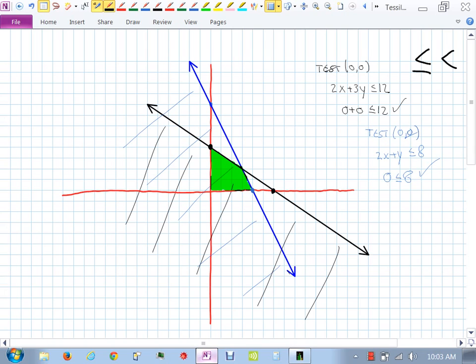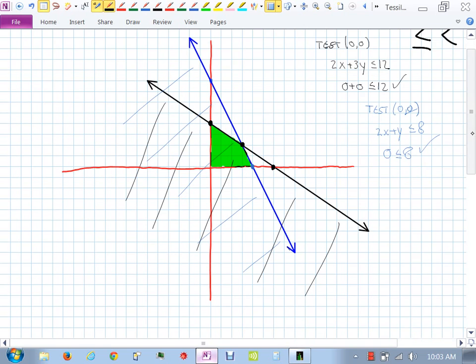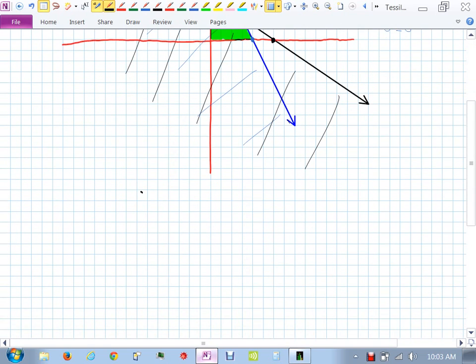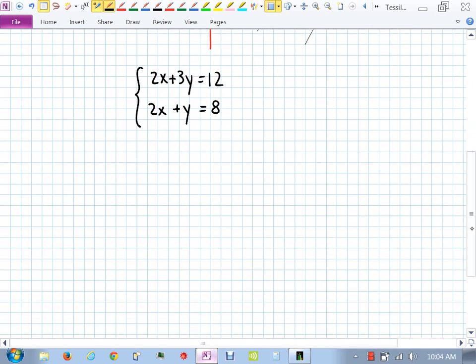Let's find that intersection point and be done with this. So for that intersection, I need to look at where those two hit each other. So where does the 2x plus 3y equals 12 and 2x plus y equals 8, where do those hit? Which way would you like to do this? I don't care. Elimination or substitution? Elimination? You want to do the bottom one times -1. That's fine with me.